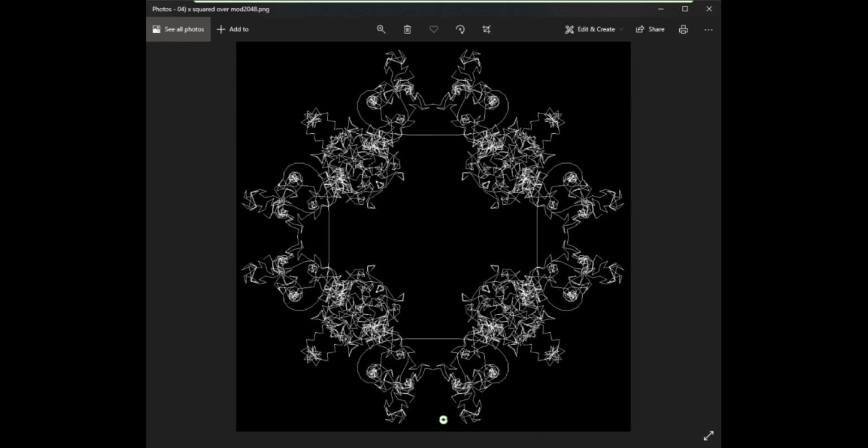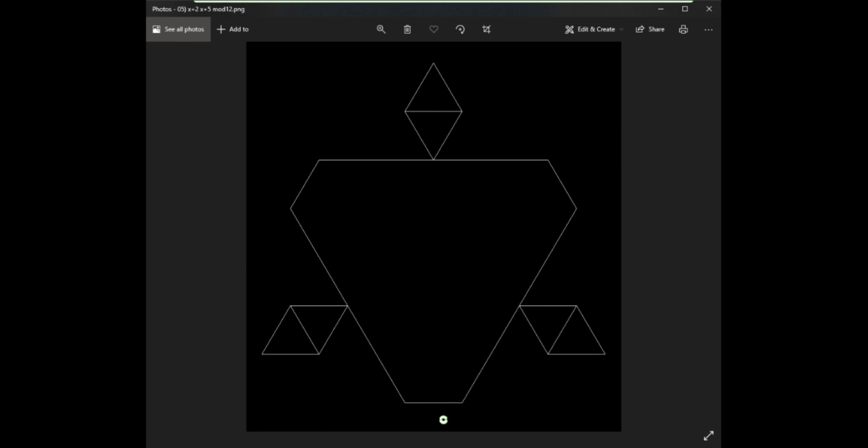And now this is the same x squared, but now it's over a modulus of 2048. A little less on the intricacy, and yet still quite amazing symmetries, and also complexities to be found here.